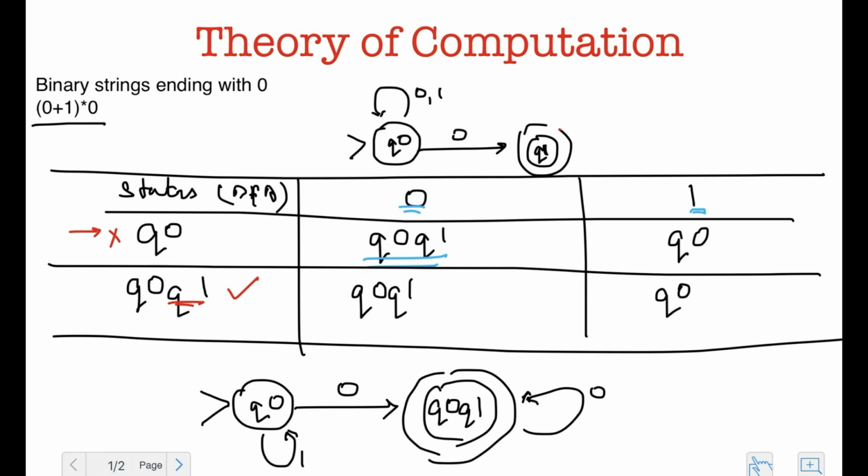And on 1 I go back to Q0. So this is the final DFA that I get by converting the NFA above. So this is basically how we convert NFA to DFA, but let's take a look at another example.